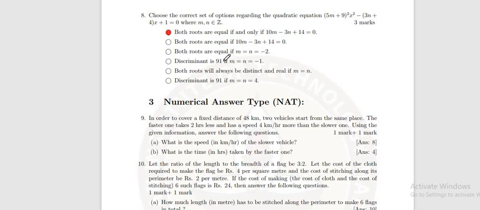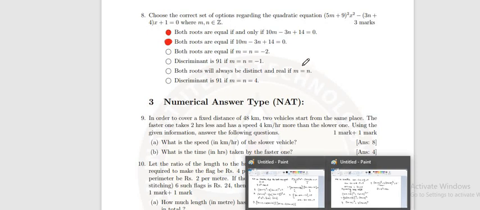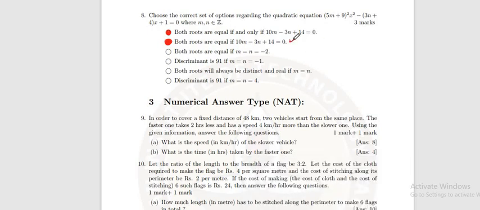Moving on to option B, both roots are equal if 10m minus 3n plus 14 is equal to 0. We have already proved that when the roots were equal, this term was coming equal to 0. Hence, you can say that this is also true. Moving on to the third one. Now we already proved that if this is true, then only the root is equal.